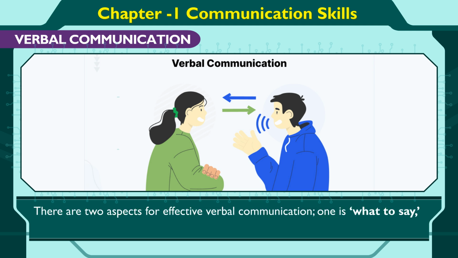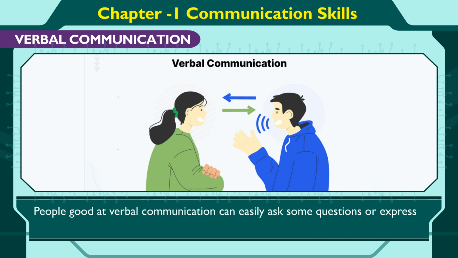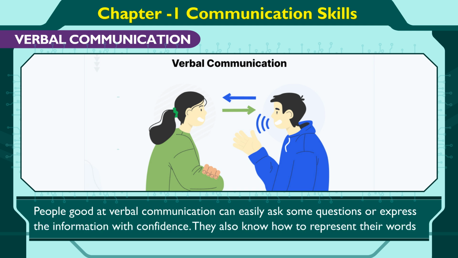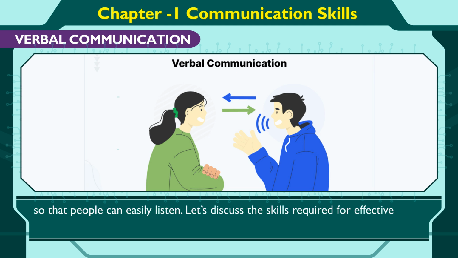There are two aspects for effective verbal communication. One is what to say and another is how to say. People good at verbal communication can easily ask questions to express the information with confidence. They also know how to represent their words so that people can easily listen. Let's discuss the skills required for effective verbal communication, which are listed below.